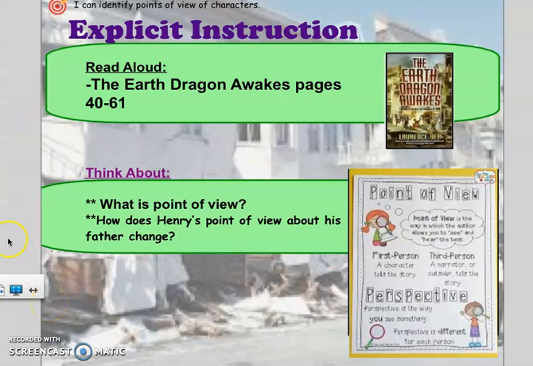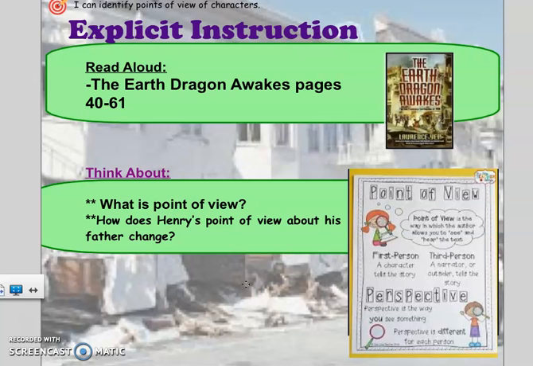In listening to our story, we are thinking about points of view of our characters. A point of view is the way the author allows you to see or hear a text. You can have point of view in first person, third person. It is the perspective or how a character sees something. Perspectives can be different for each person.